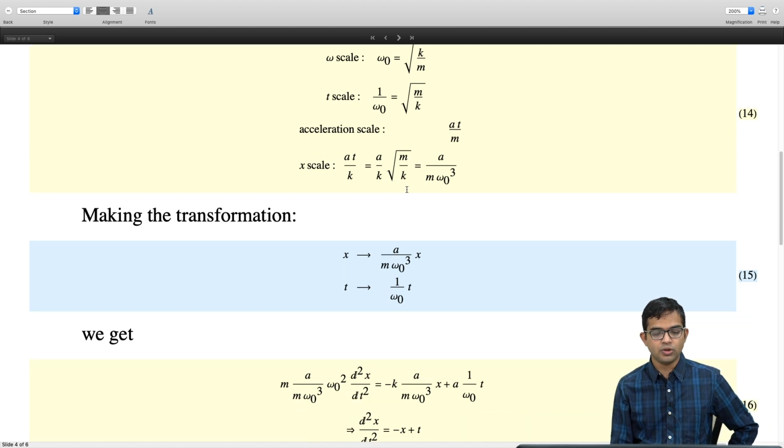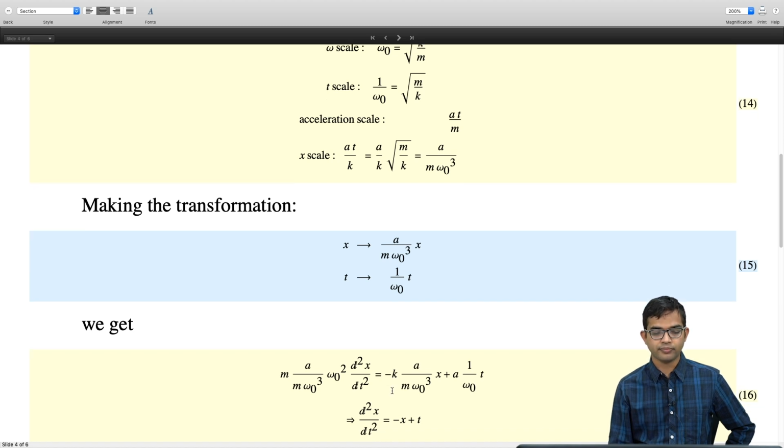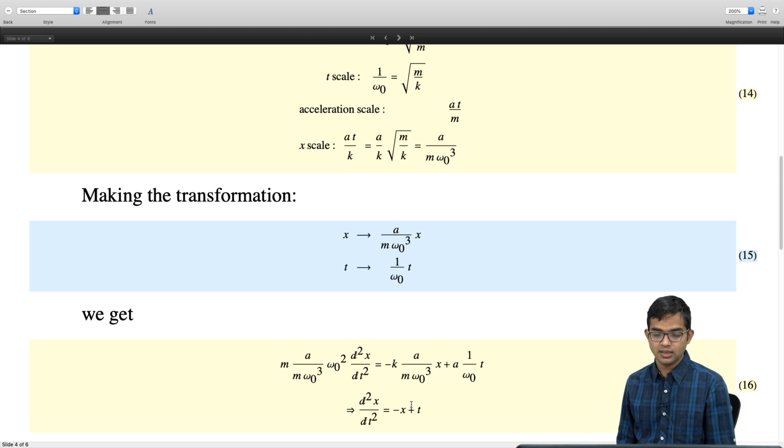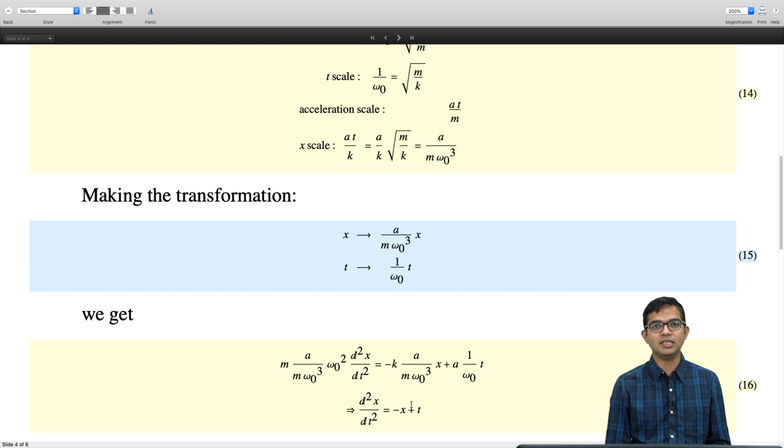So what do we do? Wherever we have x, we'll replace it by the length scale times x. So we have m times a by m omega naught cubed times omega naught squared. Omega naught squared is coming from 1 over t squared, which is sitting in the denominator. So this is equal to minus k times a by m omega naught cubed x plus a times 1 over omega naught t. A lot of cancellations will happen, and we'll be left with just d squared x by dt squared equal to minus x plus t, right?